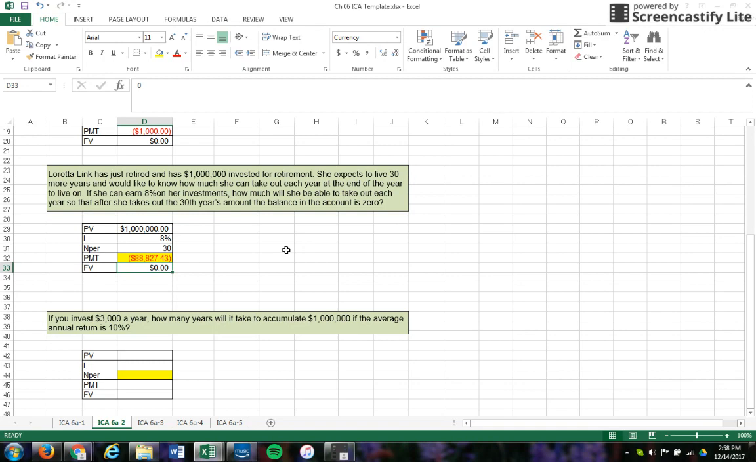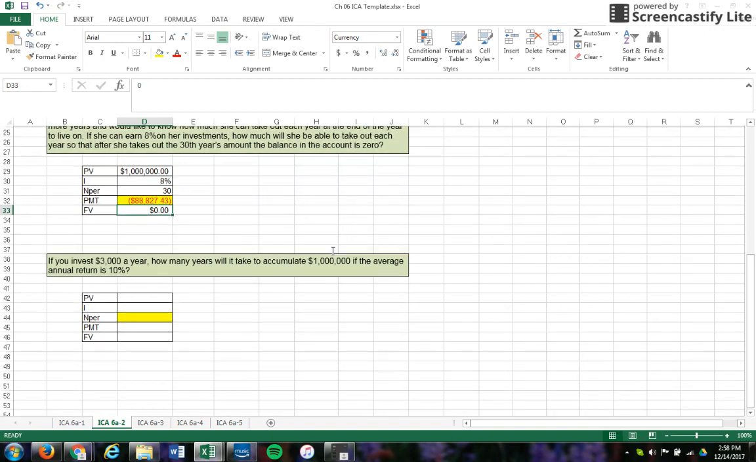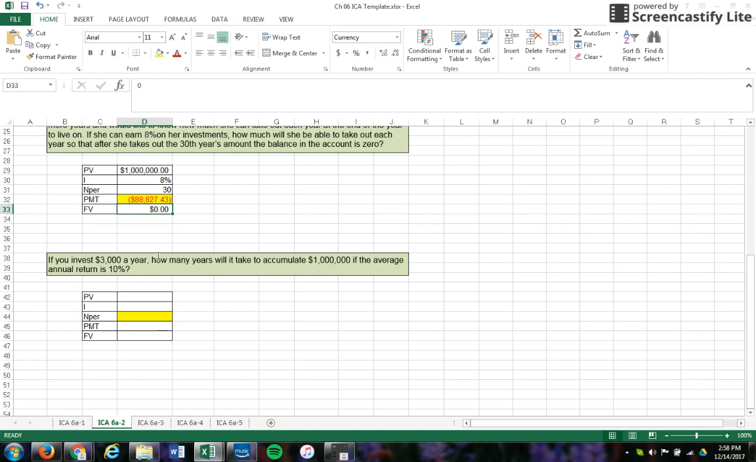Not bad at all. Last one we'll look at: if you invest $3,000 a year, how many years will it take to accumulate $1 million? The average annual return is about 10%. So the question is, we're looking for the number of compounding periods. How long would it take, or how many years? So we're looking for NPER, so that's highlighted there. Let's plug in what we know. If you invest $3,000 a year, how long will it take to accumulate $1 million? We are assuming we're starting with nothing.